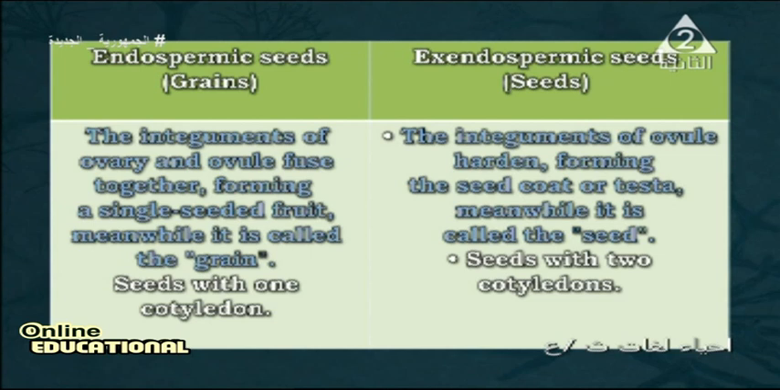In exoendospermic seeds, the integument of the ovule hardens, forming the seed coat or testa. Meanwhile, it is called the seeds with two cotyledons.